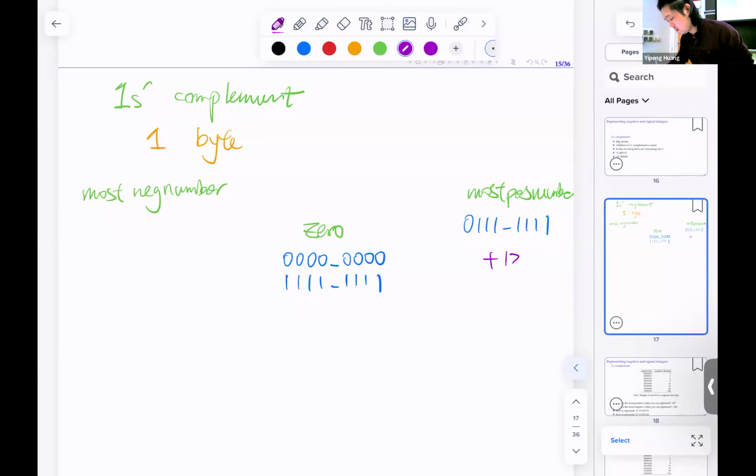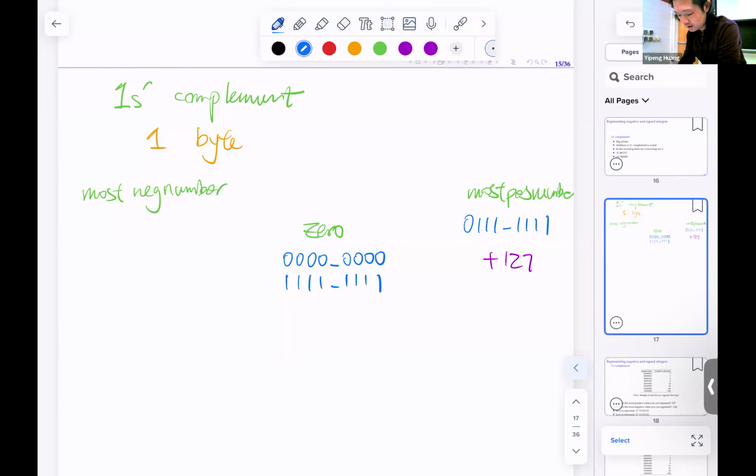127. Good. And you can convince yourself that that's the case, right? That is 64 plus 32 plus 16 plus 8 plus 4 plus 2 plus 1, 127. So we're zoning in closer now, right? So what's the most negative number we can represent?